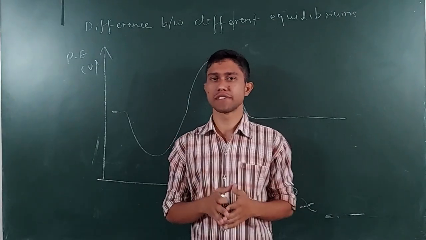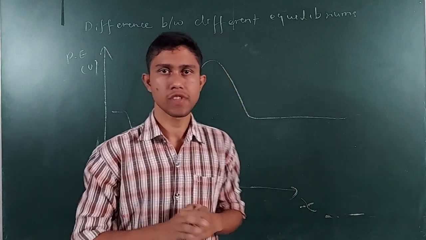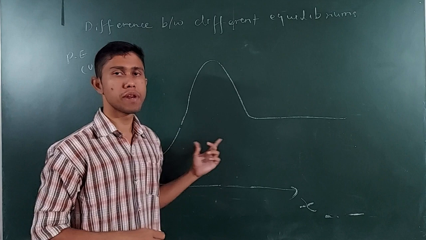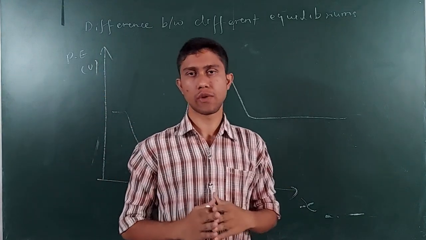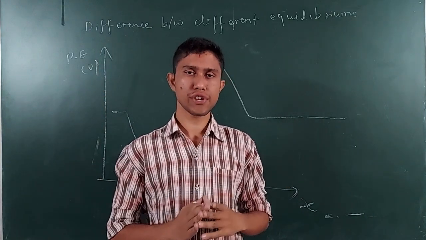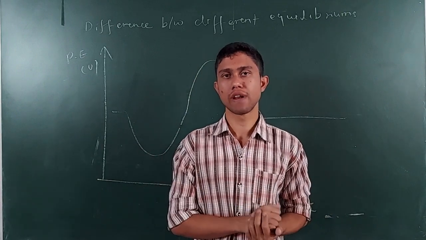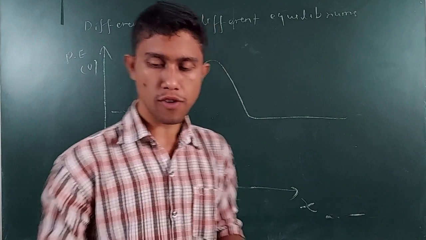So guys, we have clubbed these three graphs into a single graph. This is the neutral equilibrium, stable equilibrium, unstable equilibrium, and neutral equilibrium. So we have to distinguish how to differentiate between these three equilibria. So we have to understand one thing.